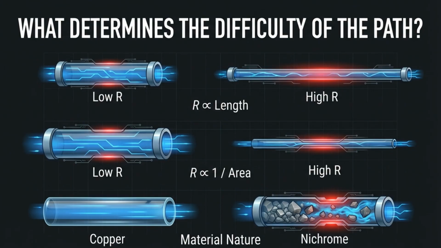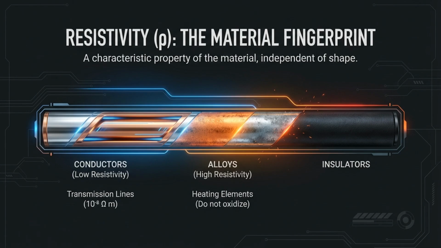Resistance is also influenced by the material nature. Copper offers low resistance, while materials like nichrome offer high resistance due to their internal structure. Resistivity is the material fingerprint, a characteristic property independent of shape. Conductors have low resistivity, while insulators have high resistivity.